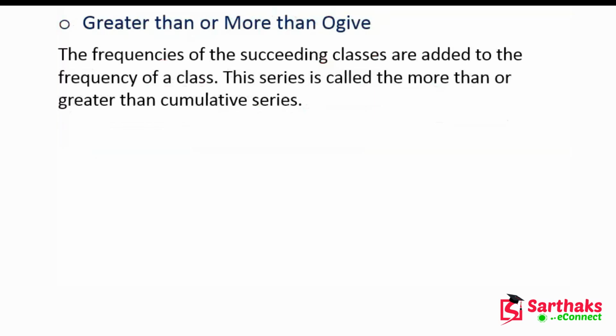Now, what is the greater than or more than ogive? In the less than case the frequencies of preceding classes are added, but in this case the frequencies of succeeding classes are added to the frequency of a class, so this series is called the more than or greater than cumulative series.